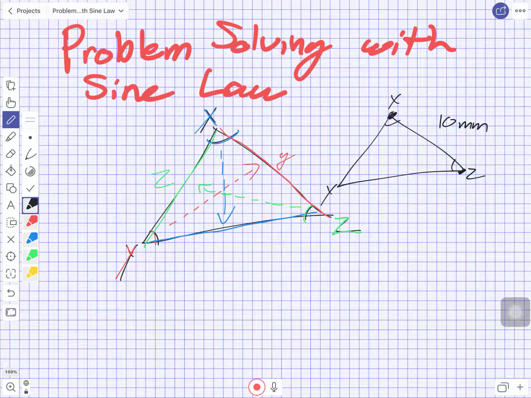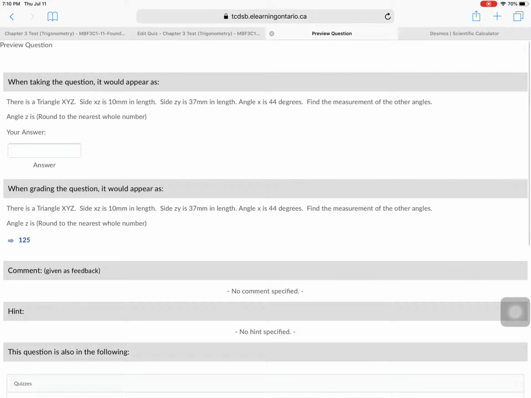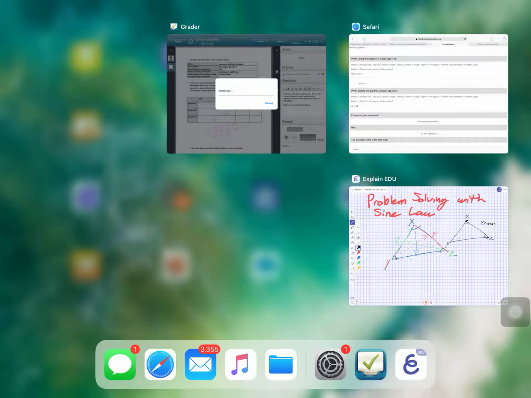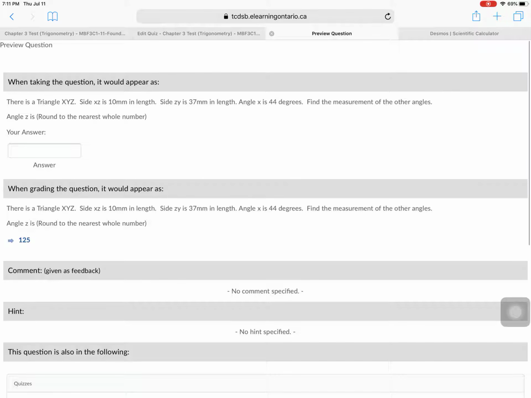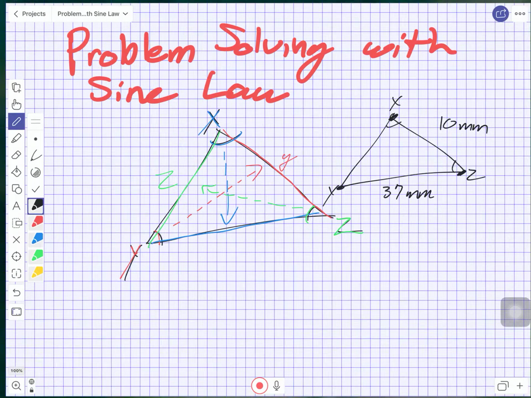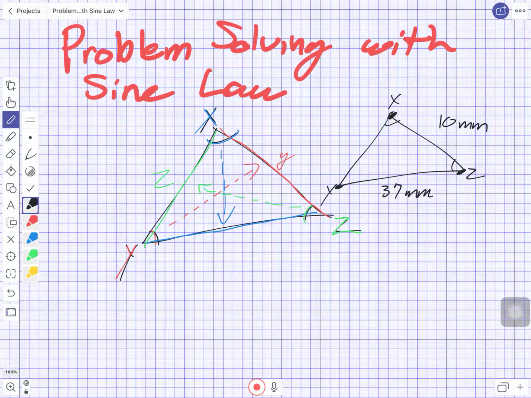This is also known as side Y, just as we showed two seconds ago. Side ZY is 37 millimeters. So ZY or YZ is 37 millimeters. And most importantly, angle X is 44 degrees. So angle X is actually opposite of the 37 millimeters. This is 44 degrees. Now remember, they've asked us to solve for angle Z. And that's just what they want to know. So this is the unknown.